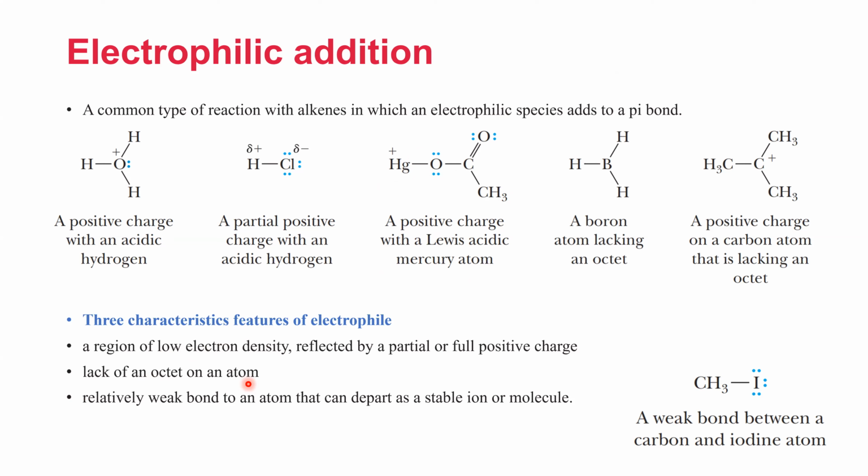Now the second is the lack of an octet on an atom, which means that the atom is not completing its octet. So it is deficient to complete its octet. There is still a need for more electrons to complete its octet. So even then, that species will be electrophilic.